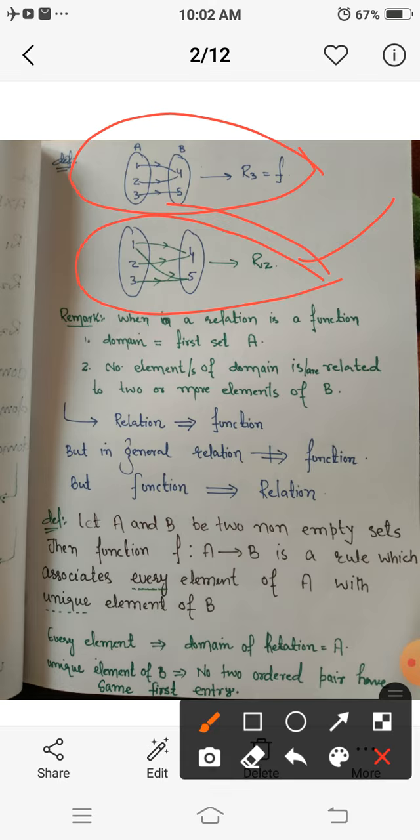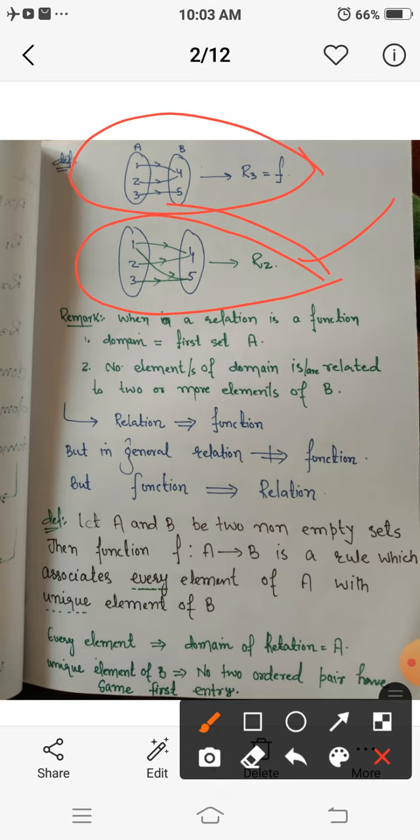It is related with 4, it is related with 5. So this means that we have an element which is related with two or more than two elements of the second set. But in R3, 1 is related with 4. So this means that 1 is related with only one element, a unique element of B. 2 is related with a unique element of B, and 3 is related with 5, that is a unique element of B. So when this uniqueness is preserved, we say that the given relation is a function.